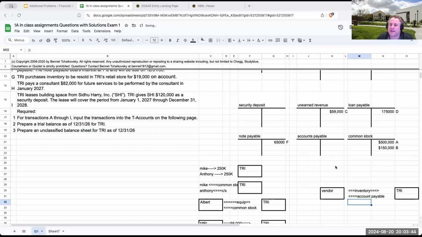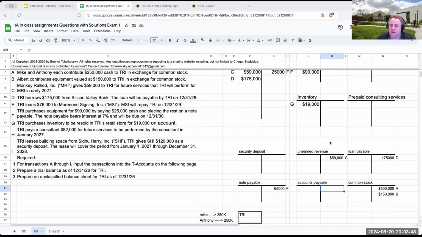Okay, so this is going to be accounts payable. It is a liability that needs to be repaid. And so over here, I'm going to have 19,000 from transaction G. Okay, so again, liability.